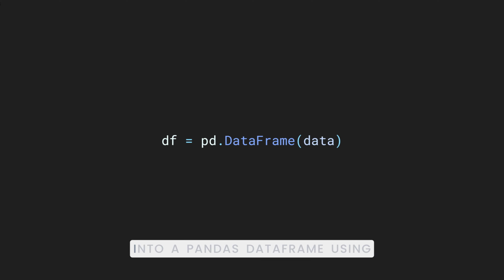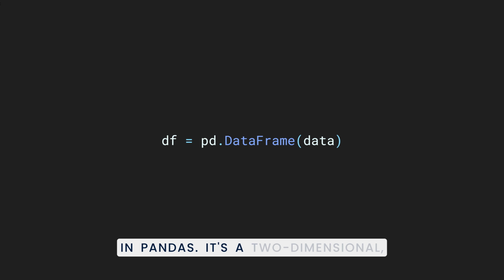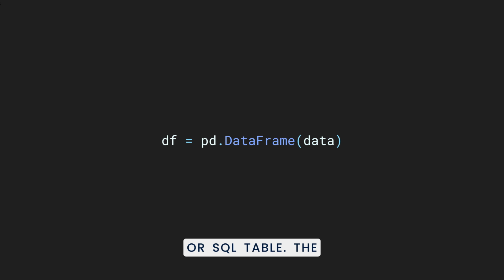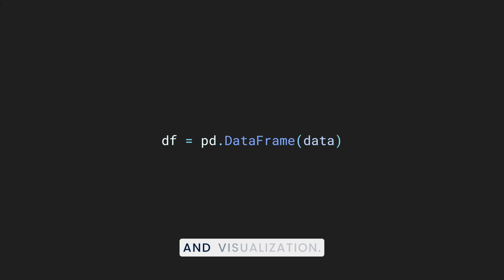Now we convert our dictionary into a Pandas data frame using the pd.DataFrame constructor. A data frame is the primary data structure in Pandas. It's a two-dimensional, size-mutable, potentially heterogeneous tabular data structure with labeled axes, rows, and columns. Think of it as similar to a spreadsheet or SQL table. The constructor automatically assigns integer indices, starting from 0, to each row, and uses the dictionary keys as column names. This simple line of code transforms our raw data into a powerful data structure that provides numerous methods for data manipulation, analysis, and visualization.